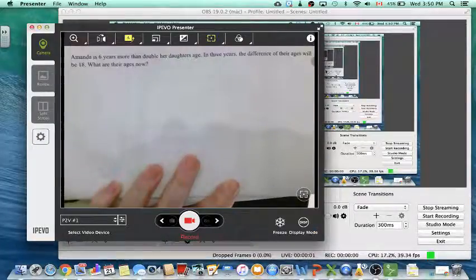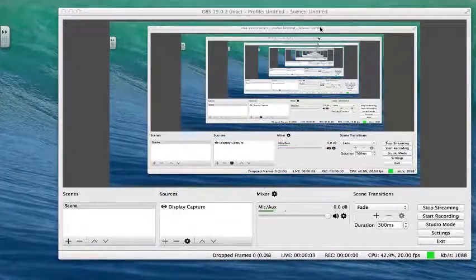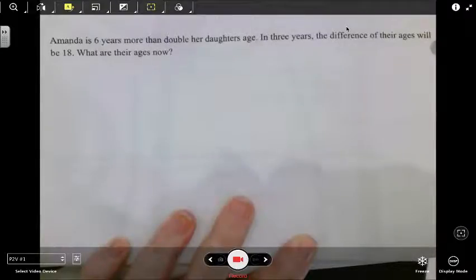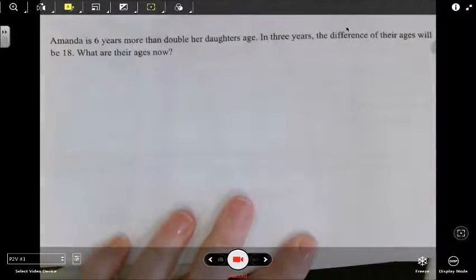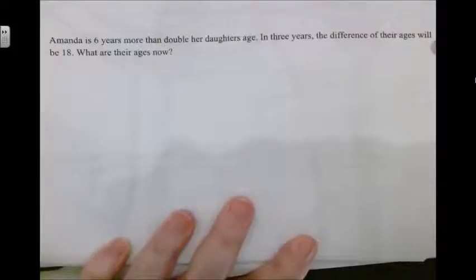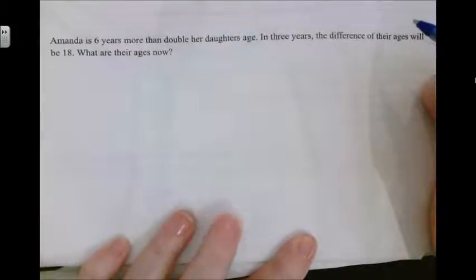Okay, here we go for question 3 for your quiz for tomorrow. It says Amanda is 6 years more than double her daughter's age. In 3 years, the difference of their ages will be 18. So what are their ages now?